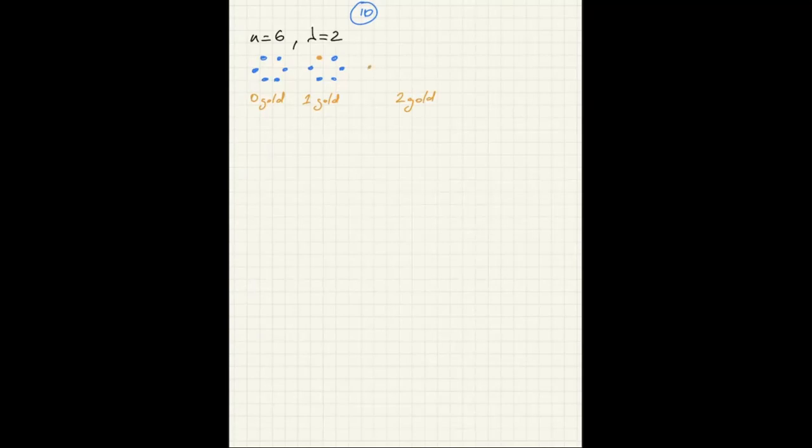Well, you can have them next to each other. I try to draw the beads as a regular hexagon. Or, oh, sorry. One here, and then the blues go like this. Or it could be diametrically opposite. Okay. And I think that pretty much these are all that have 2 golds.